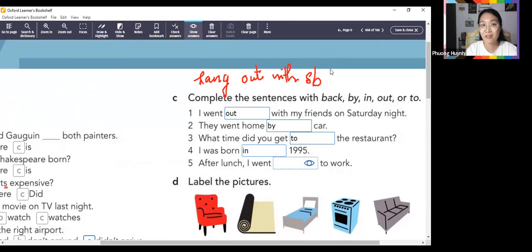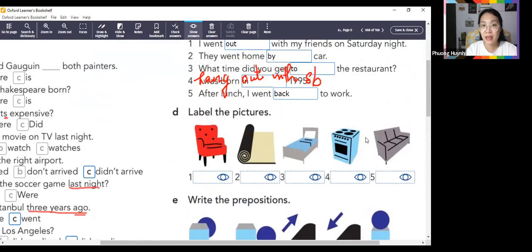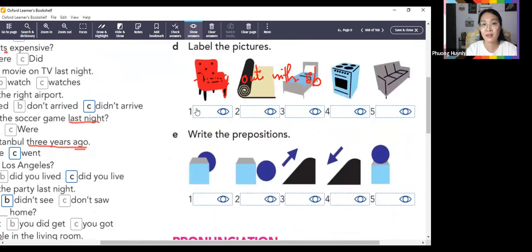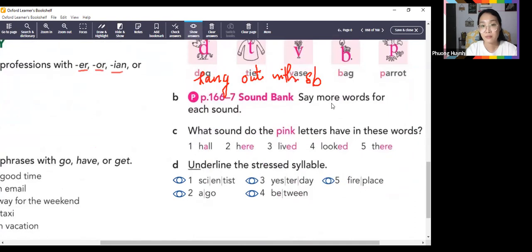After lunch, I went back to work. Quay lại chỗ làm, quay lại làm việc. Went back to school, quay lại lớp học. Rồi. Bài tiếp theo là bài đoán hình, nhìn hình điền từ vựng. Cô không cho làm cái này, mình làm phần phát âm với bạn.